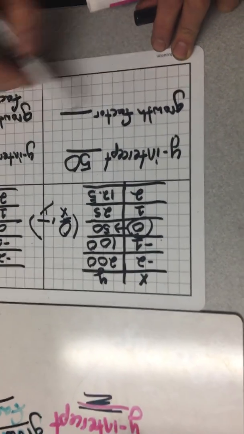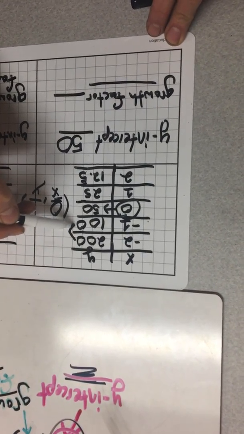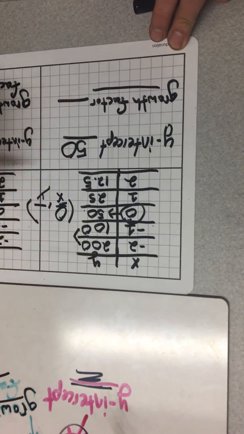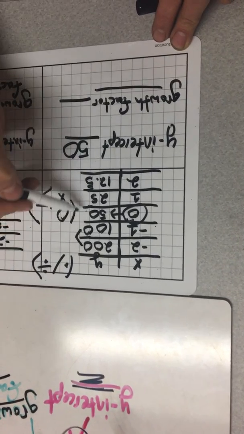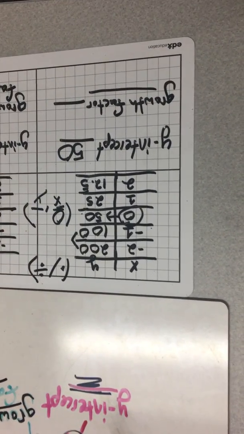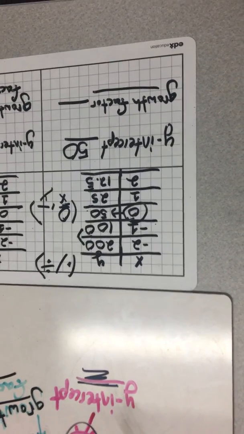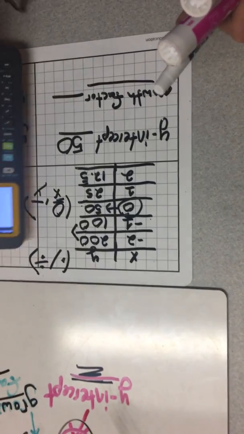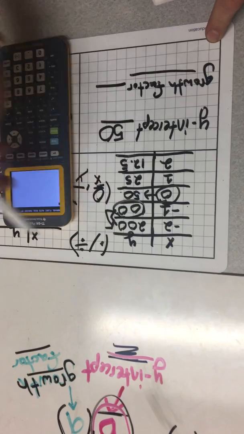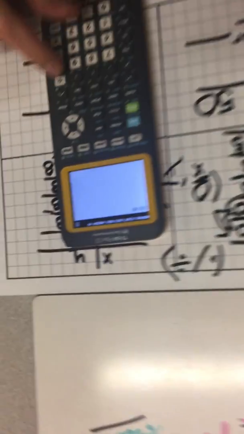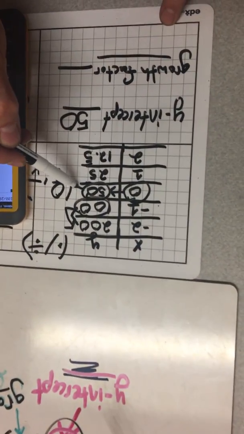Now, if we want to find the growth factor, you want to look at your numbers and see if you can recognize the pattern going on. It's either going to be a multiplication or a division pattern. If you cannot figure it out just by looking at it, we are going to use our calculator. I take a number and divide it by the number right before it. So I'm going to do 100 divided by 200. Then I take 50 divided by the number right before it, so 50 divided by 100.